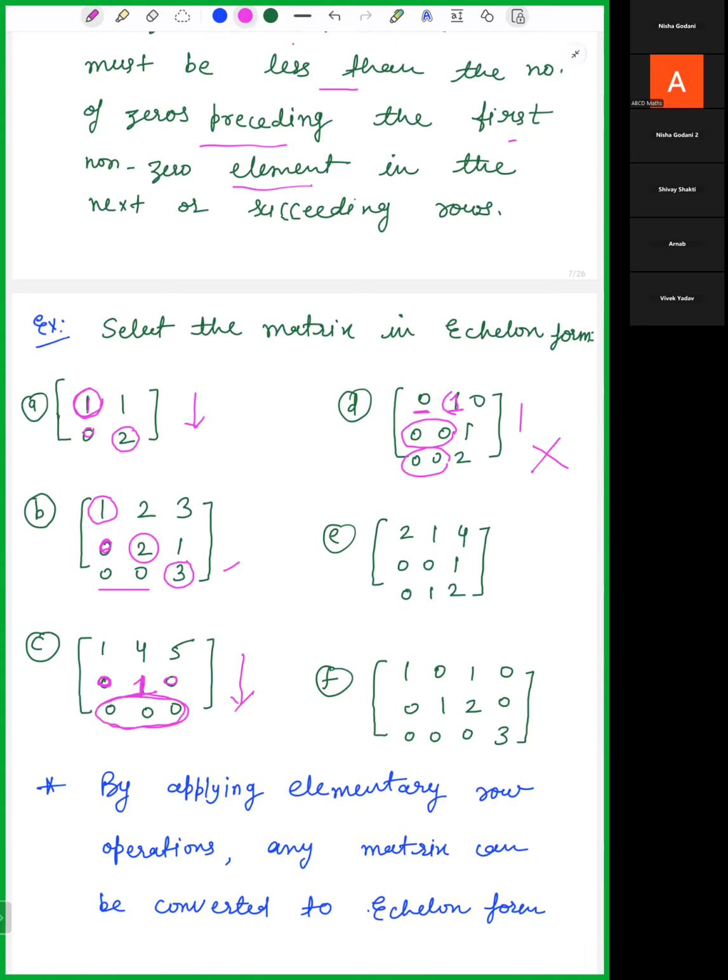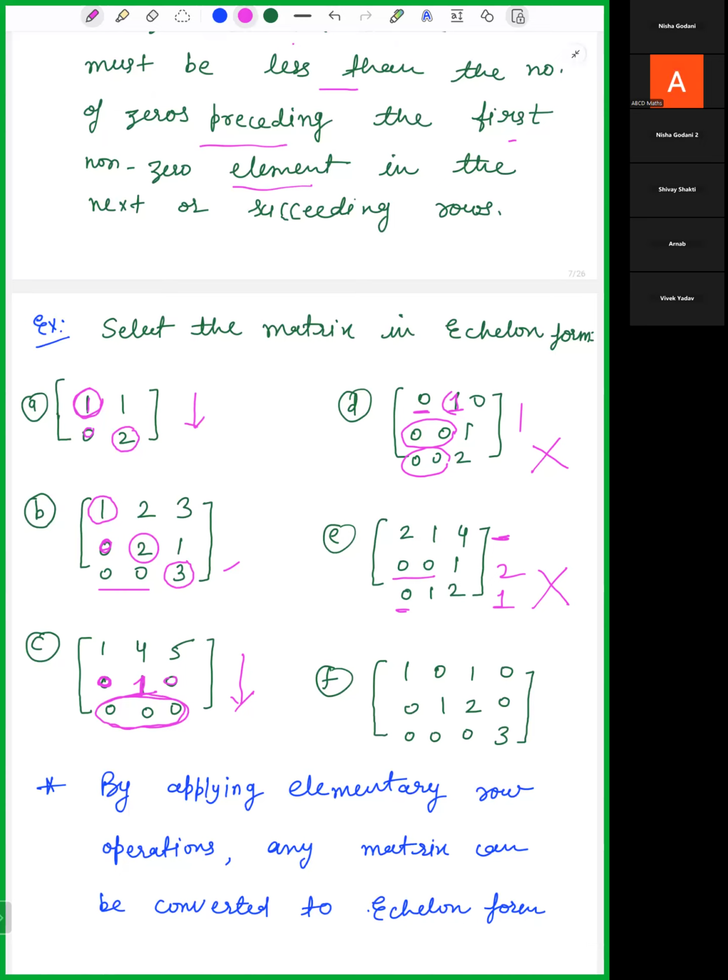So for a matrix to be in echelon form, all these must be satisfied. If there is a row of all zeros, it will lie at the bottom, if there is. Or the number of zeros before a non-zero number must increase. These may not be constant. So like in this example D, this condition is not satisfied, so this is not in echelon form. In example E, you can see that there is no zero in the first row. In the second row, there are 2 zeros before a non-zero number. In the third row, there is 1 zero before a non-zero number. So here the number of zeros is not increasing, so it is not in echelon form.